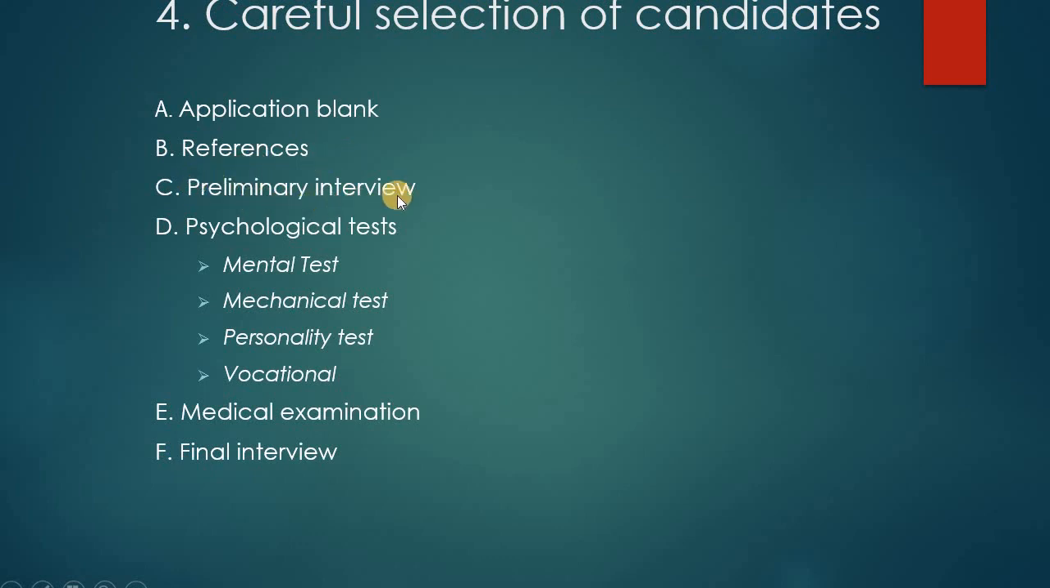Then the third one, preliminary interview. In this interview you are going to ask their personal details, their experience, their educational qualifications, and their interest. All these things are tested in the preliminary interview, to see whether they are really suitable candidates for the company. Then the next one is psychological tests. Here you can test the aptitude of the candidate by mental test, mechanical test, personality test or vocational tests.